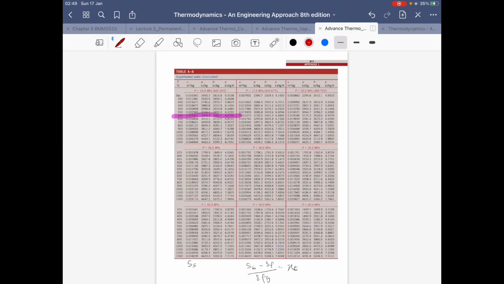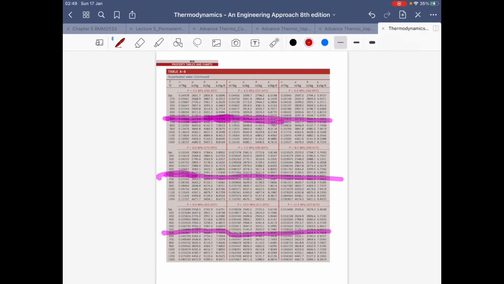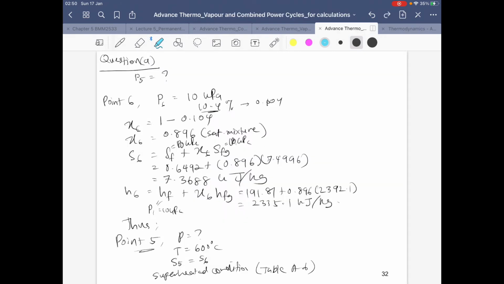When we check another table, this one, we check the same way: at 600 degrees Celsius, and then we look at the entropy. Our entropy is 7.36. Okay, this one is close, because 7.37 is close. How about at 4.5 megapascal? Far. The nearest one is this, so P is 4 megapascal. So we can conclude that the pressure at this condition is 4 megapascal. That's the final answer for question A.